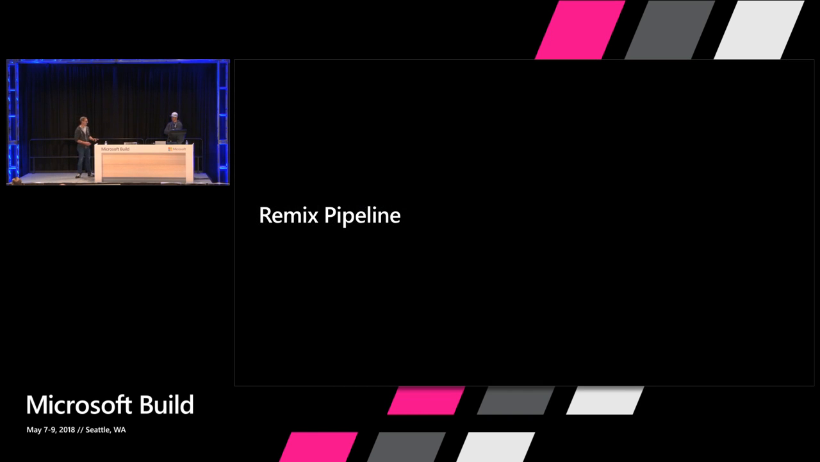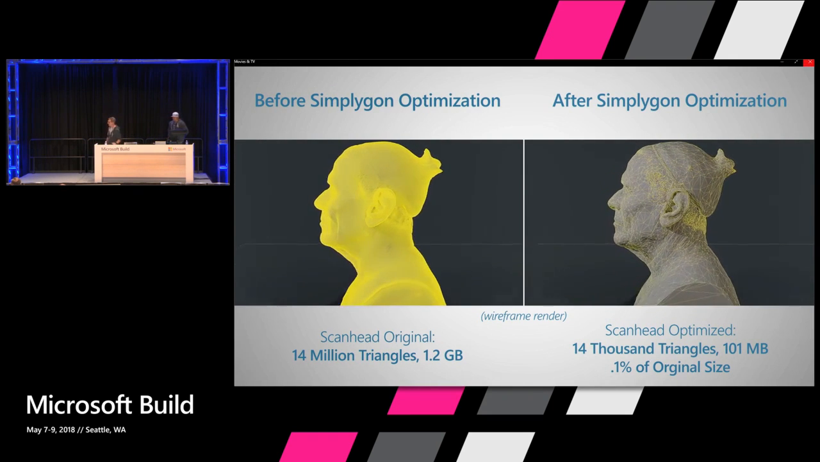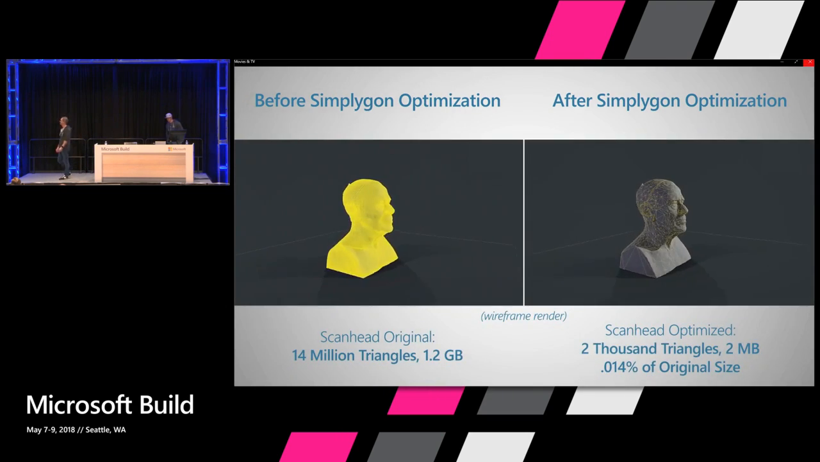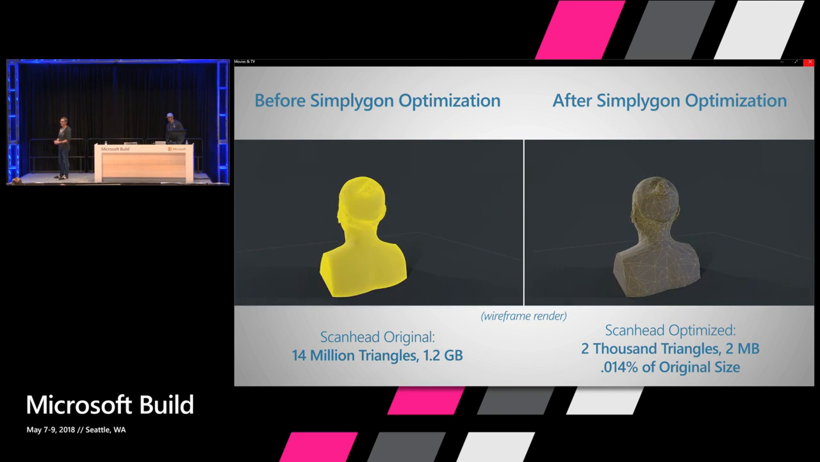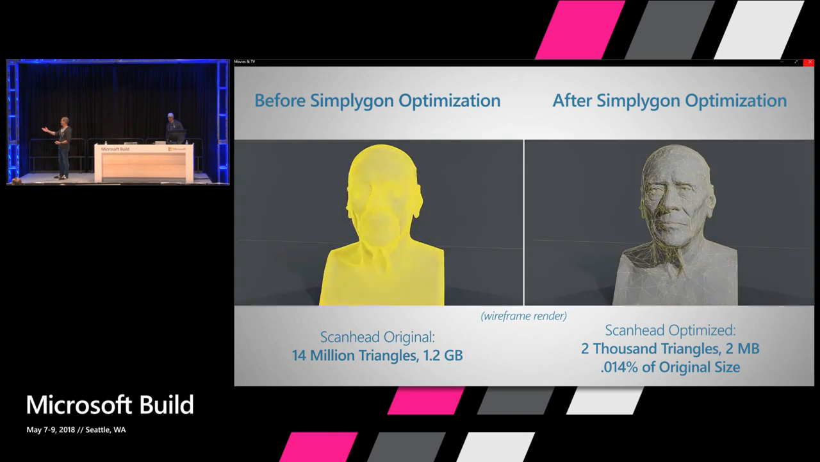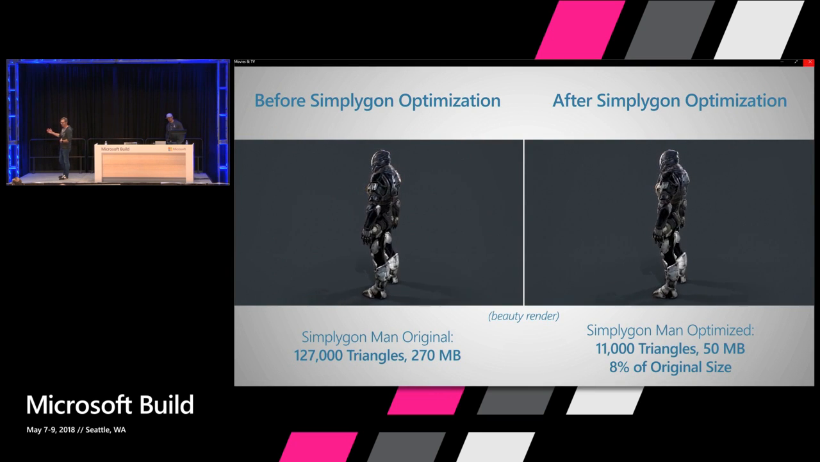And actually, we need to flip to the video. So a lot of you may have seen these running at the booth, but I think they're worth looking at again to show really how far we can go with the optimization and how little visual fidelity is lost. So we're going here from 14 million triangles and a 1.2 gigabyte head. We went to something like 2,000 triangles on that one.